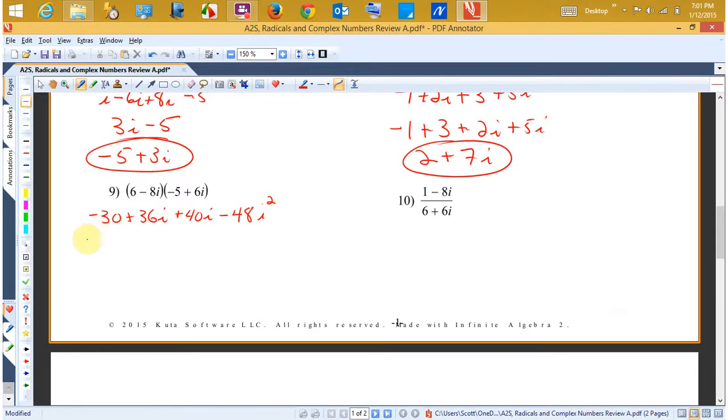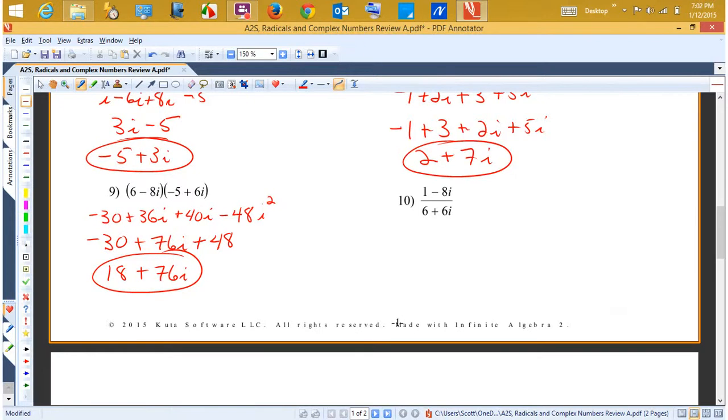Okay, so let's work on it some more. I have a negative 30. Now I have 36 plus 40. That's going to be 76i. Now i squared is equal to a negative 1. So if this is a negative 1 out here, that would change the sign on the 48. It would be 48 times a negative 1 would be a negative 48, minus a negative 48. So this is going to be plus 48. So combining the like terms, I have a negative 30 plus 48. That's going to be 18 plus 76i. And remember, we write the real number first plus the imaginary portion, so that would work.